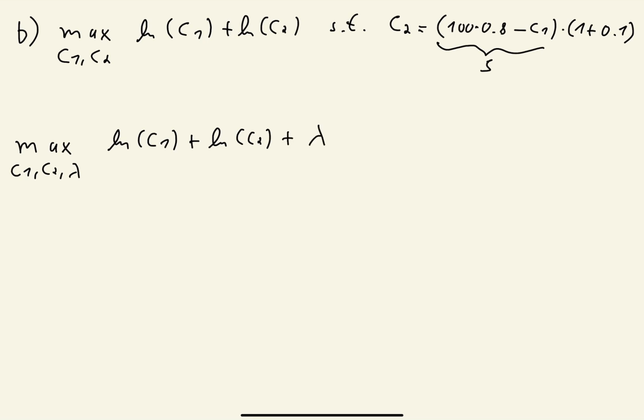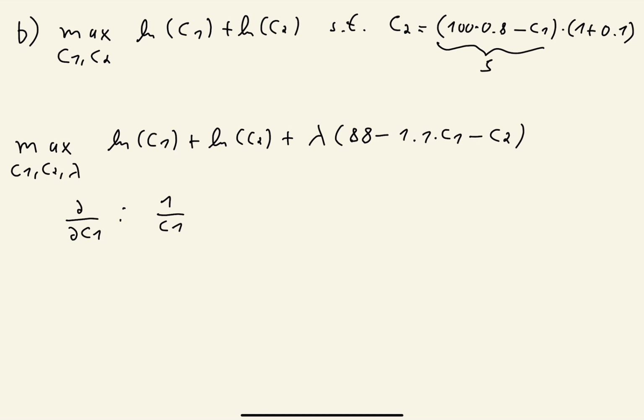Plus, and now if we again factor everything out, we end up with 88 minus 1.1 C1 minus C2. So that's the optimization problem in Lagrangian form. And now let us again start with the first order conditions. So really the steps here are analogous to the steps that we had before.